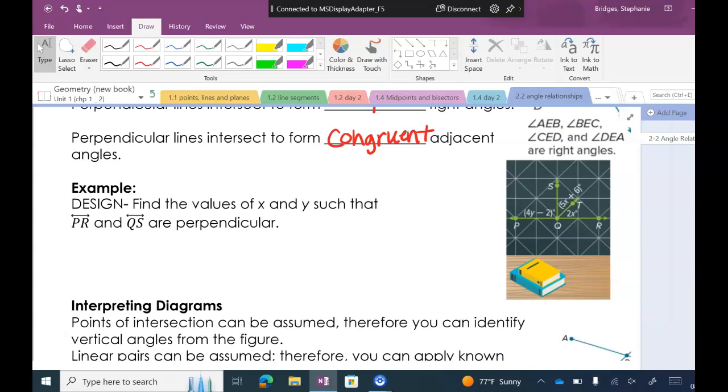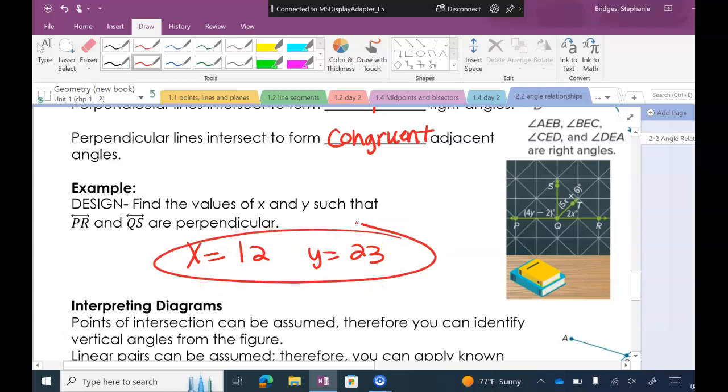Subtract that 6 over. So 7x is going to equal 84. And then we're going to divide through by 7. And so x is going to equal 12. Okay. So for that question, I found both x and y using those equations. X was 12 and y was 23. Anybody have any questions so far?